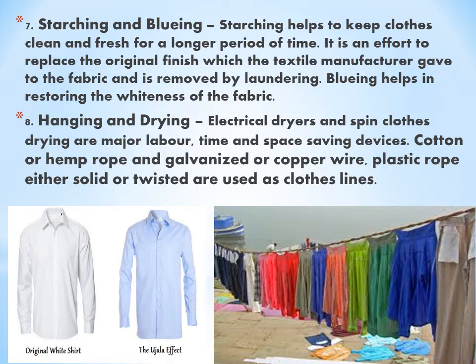Next step is hanging and drying. Electrical dryers and spin clothes drying are major labor, time and space saving devices. Cotton or hemp rope and galvanized or copper wire, plastic rope, either solid or twisted, are used as clothes lines.